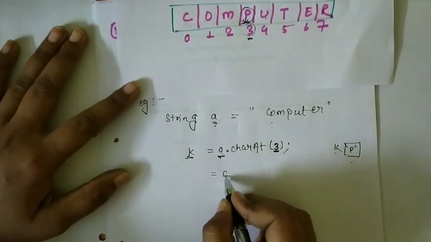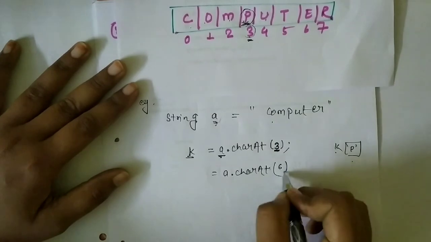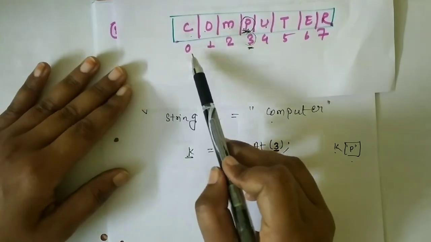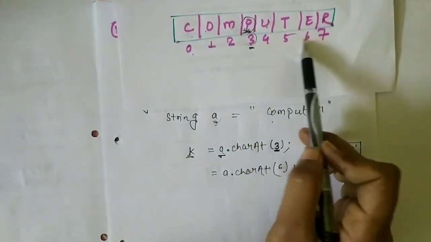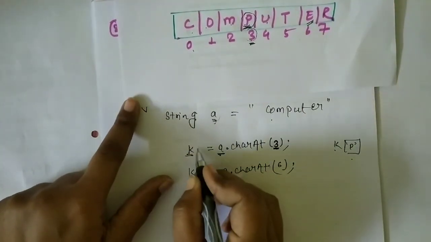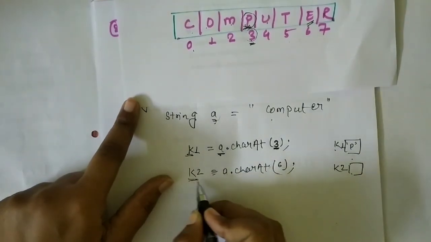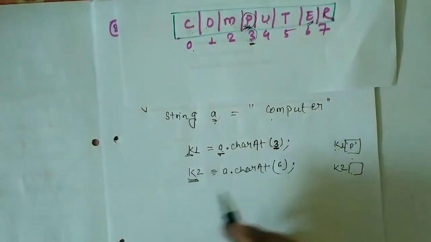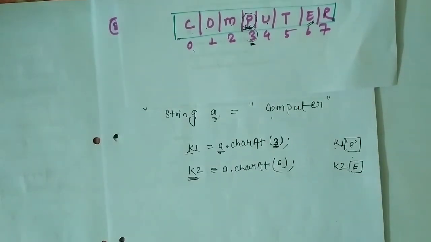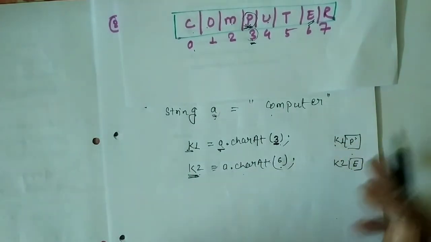Next, suppose I take another example, and I write 6. In the 6th position, which value is there? Let's see: 0, 1, 2, 3, 4, 5, 6. In the 6th position, there is E. So suppose these are K1 and K2. In the K2 variable, the stored value is E. So if you want to find any value from a given position number, we can use the charAt function.